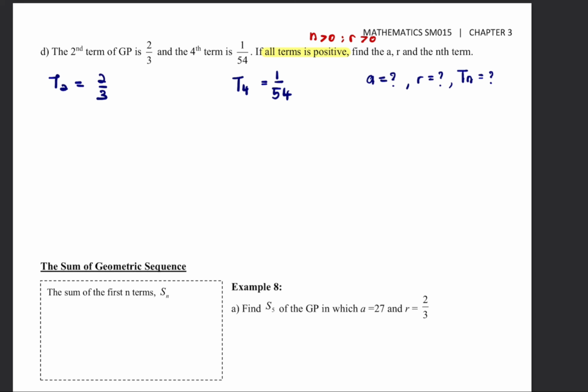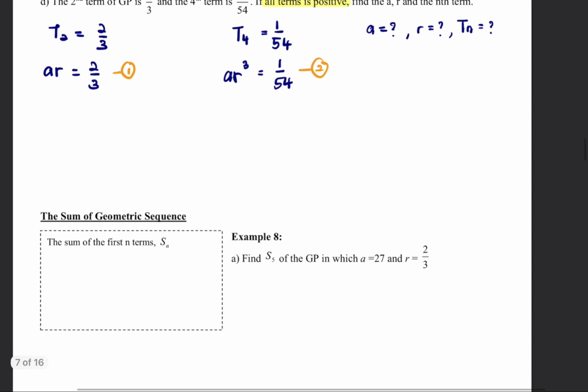So basically we have T2 and T4 for geometric progression. So the nth term for GP is ar^(n-1). So for this case, we will have ar^(2-1), 2 minus 1 equals to 2 over 3. So this is our first equation. And then we will have ar^(4-1). So 4 minus 1, we will get 3, equals to 1 over 54. Second equation.